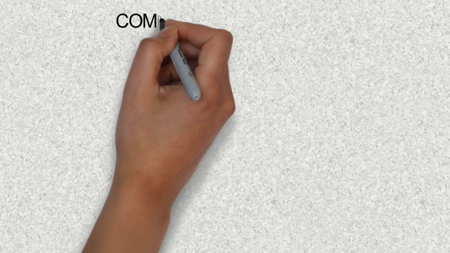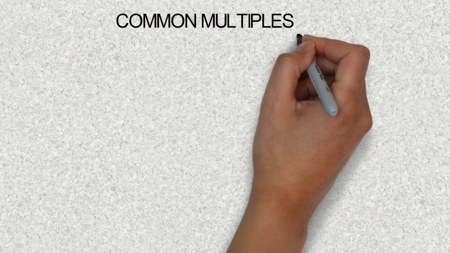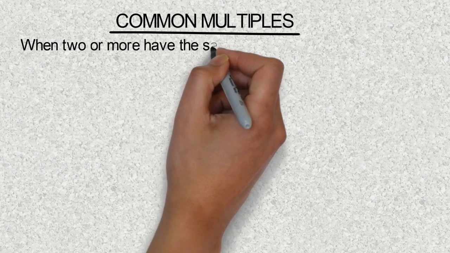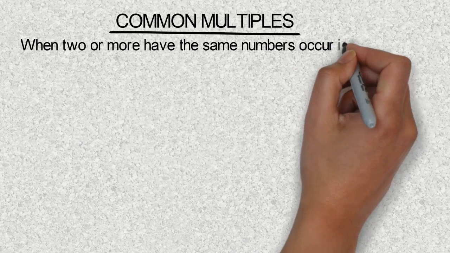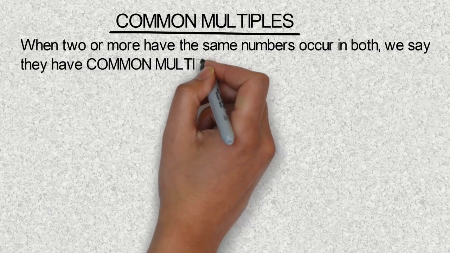So we have learned how to find multiples of a number and what multiples of a number are. So this will take us to another one, which we call common multiples. If you check your English language, the word common means numbers that you can find in one and you can see in the other. So when 2 or more numbers have the same number occurring in both, we say that they have common multiples.